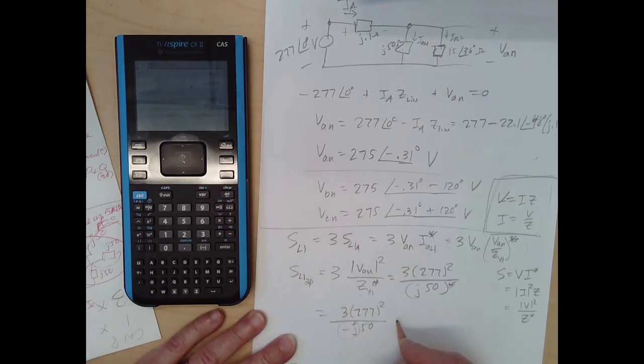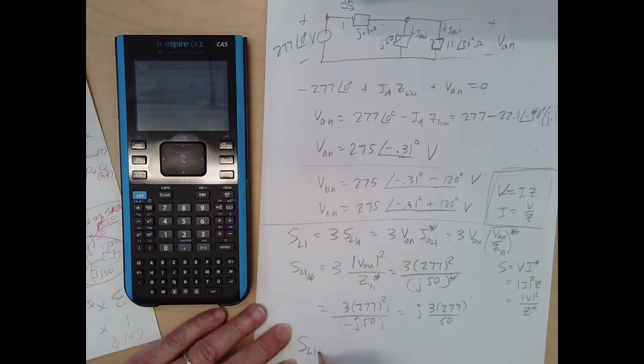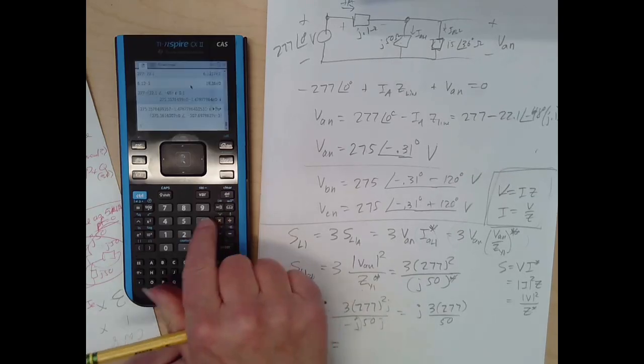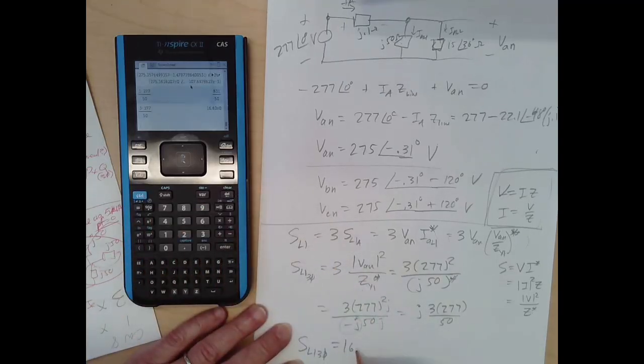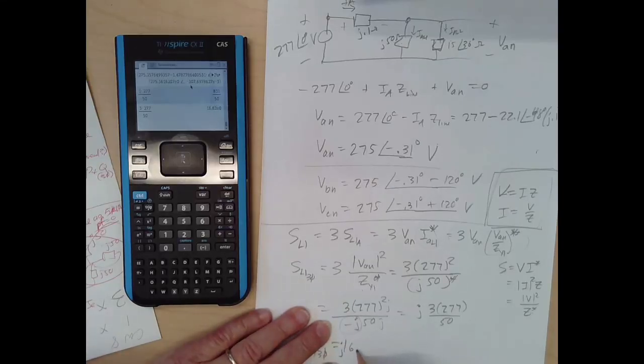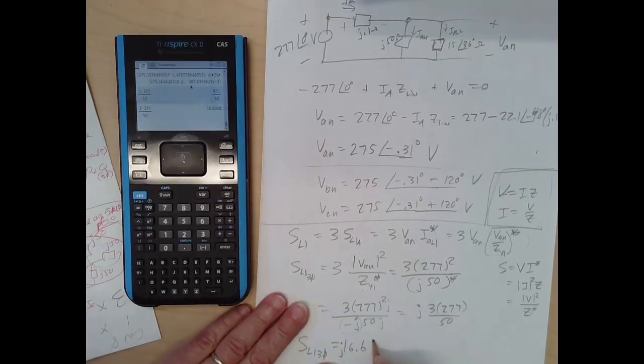Okay, and so 3 times 277 squared over negative J50. Negative J in the bottom becomes a positive J on the top. How? Because if we multiply by J over J, which is nothing, right? Not doing anything to the fraction, we get J times J, which is negative 1, times a negative becomes a 1, and then the J is just up on the top. All right, so this is going to be J 3 times 277 over 50. So S, load 1, 3-phase, 3 times 277 divided by 50. J 16.6 VA.